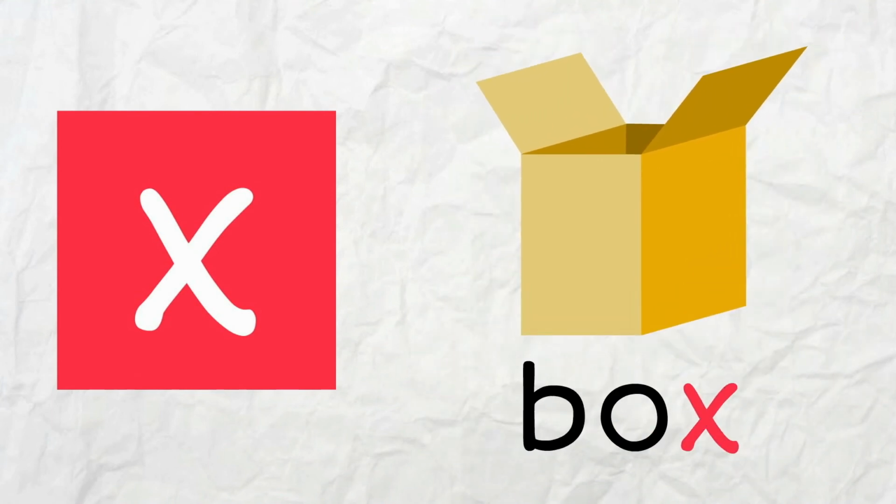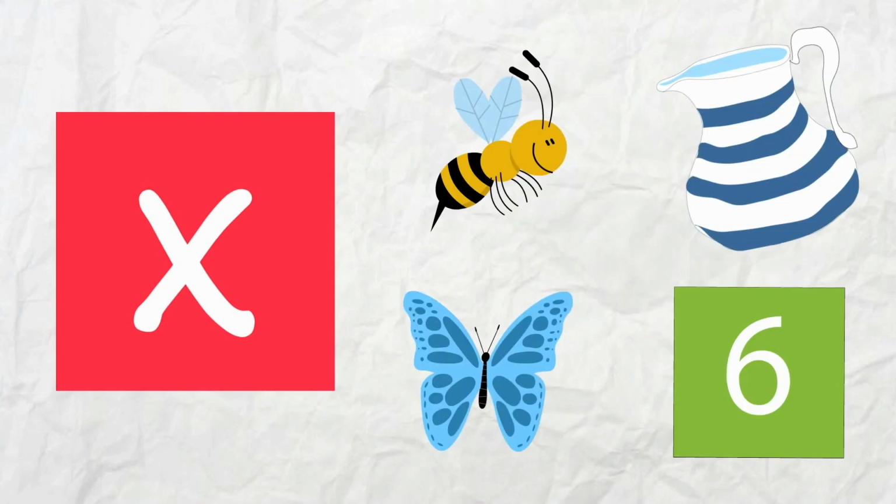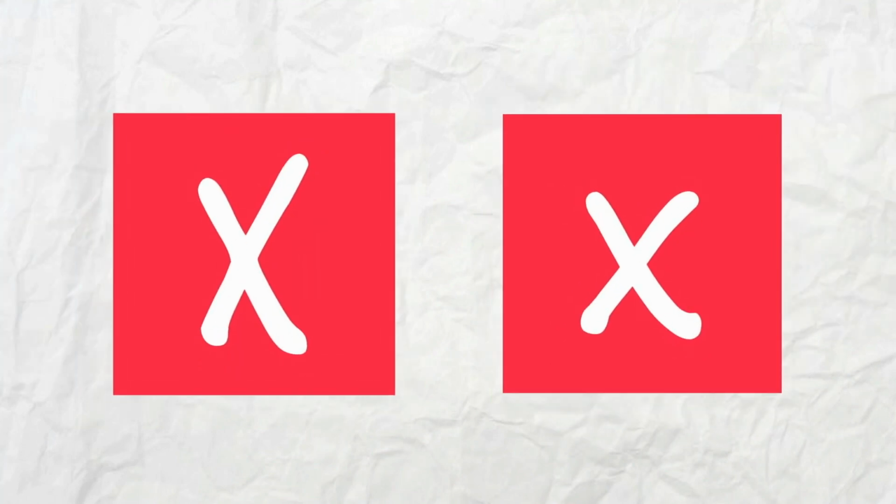X. Box. Can you see something that ends with x? X. Six. X sounds like x.